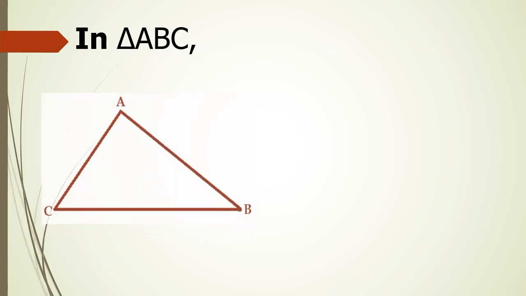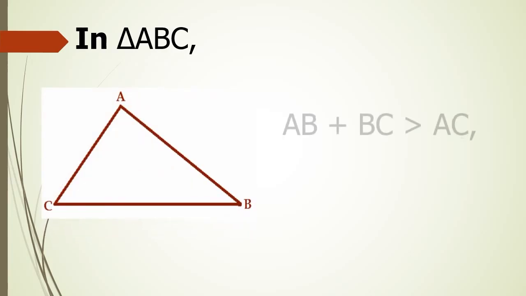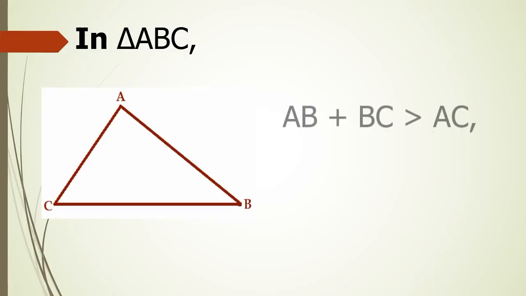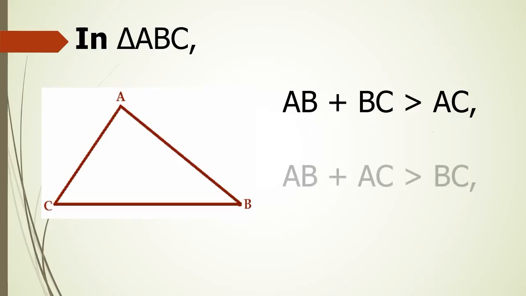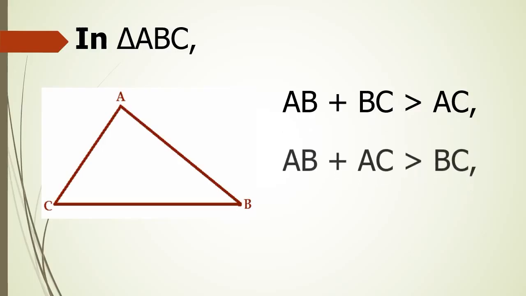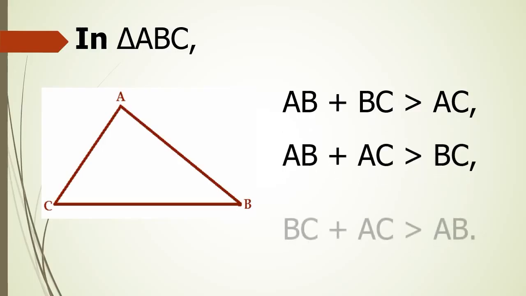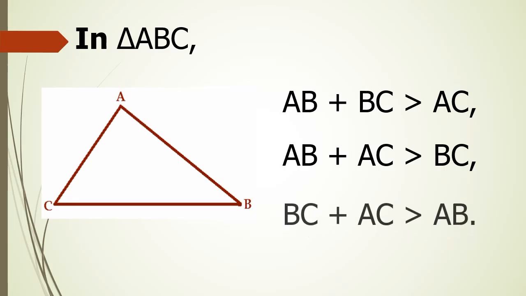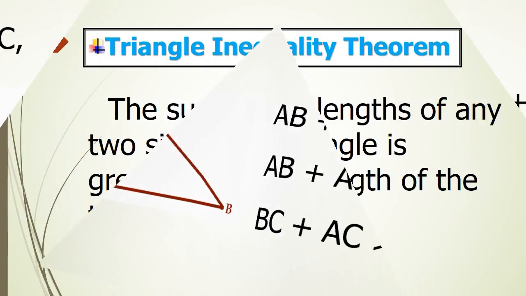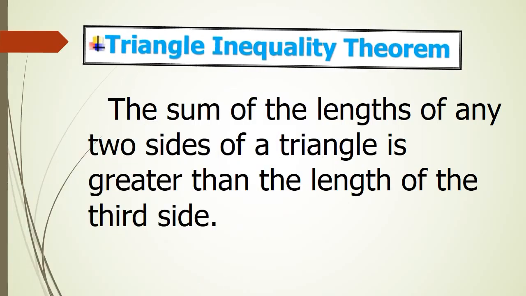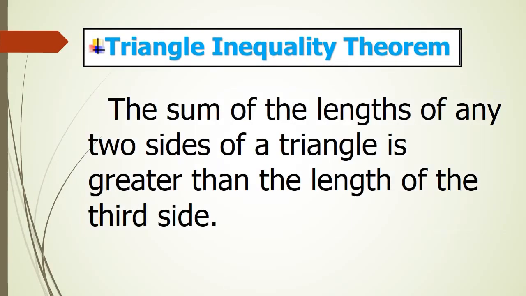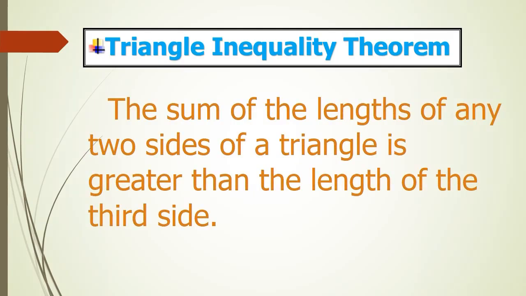In triangle ABC, AB plus BC is greater than AC, and AB plus AC is greater than BC, and BC plus AC is greater than AB. Triangle inequality theorem states that the sum of the lengths of any two sides of a triangle is greater than the length of the third side.